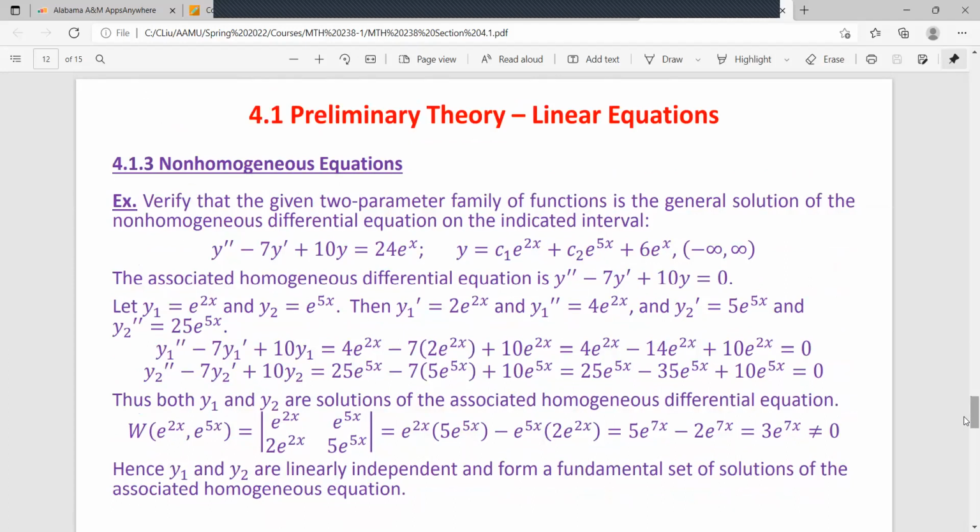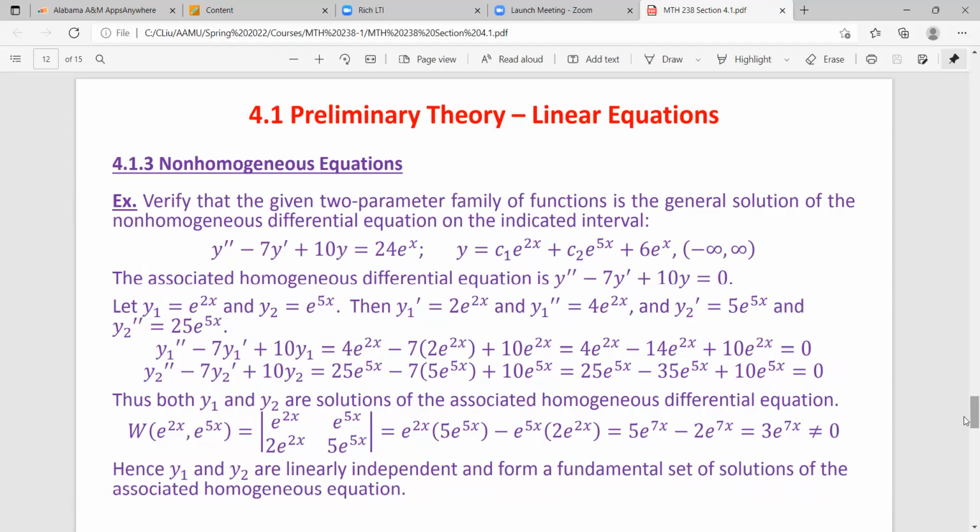So in this example, we need to verify that the given two-parameter family of functions is the general solution of the non-homogeneous differential equation on the indicated interval from negative infinity to positive infinity.